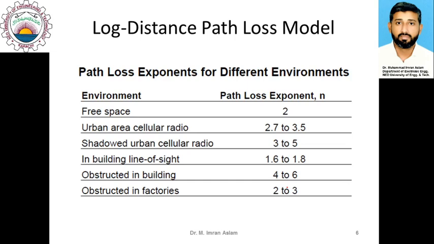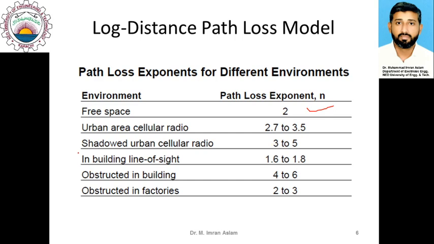These are the path loss exponents for some commonly used environments. Actually most of these have been calculated on the basis of different types of measurements. So for example, for free space we have previously calculated that the path loss exponent is 2. If we are using an urban area cellular system, in that case it ranges from 2.7 to 3.5. For shadowed urban cellular regions, it is around 3 to 5.